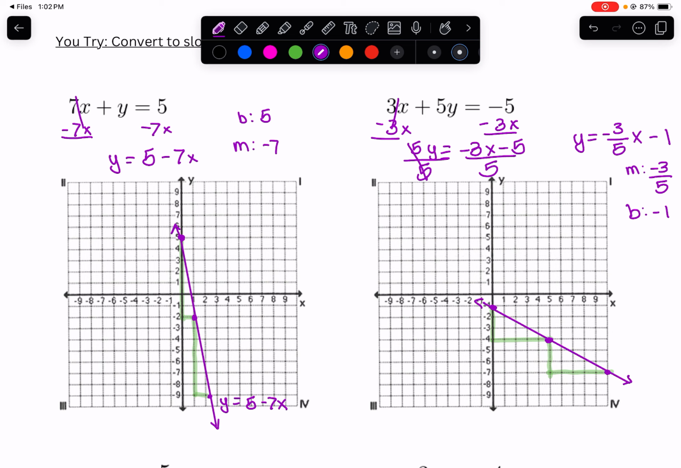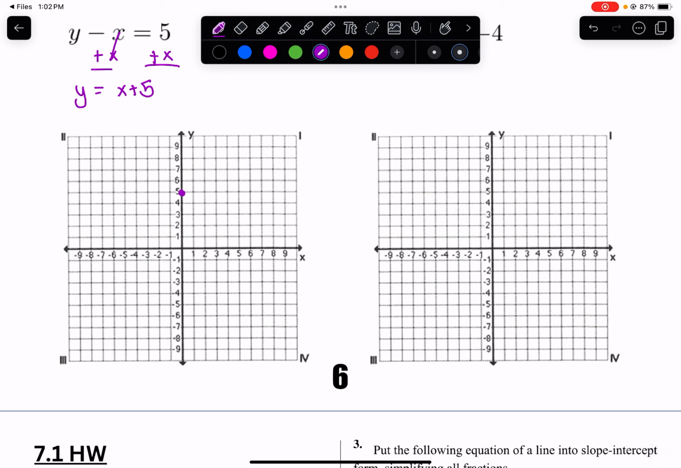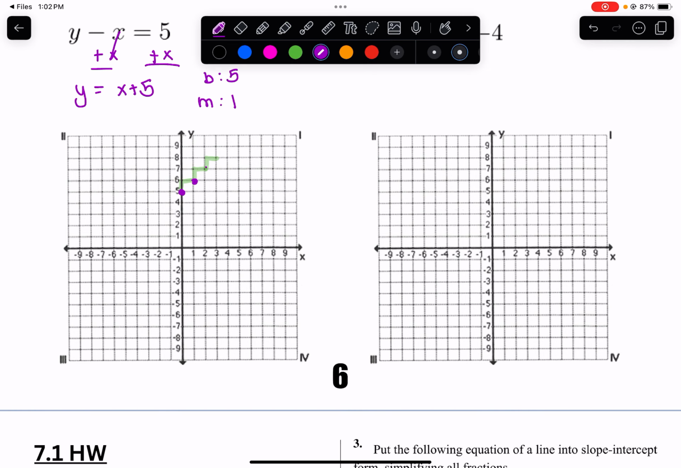And we have our line for y is equal to -3/5 x minus 1. Same thing, convert to slope-intercept form. Y is equal to x plus 5, so we start at 5 because that is my intercept. My slope is 1, so I'm going up 1 over 1, as it is a positive slope. Connect your lines. And we have our line y equals x plus 5.